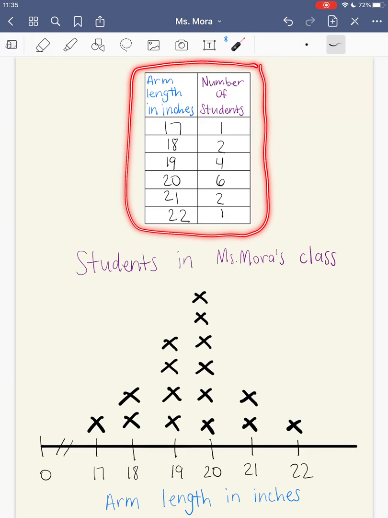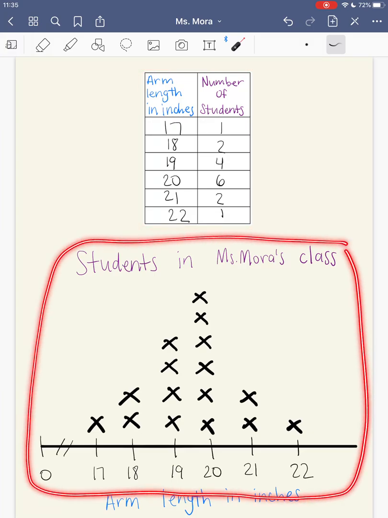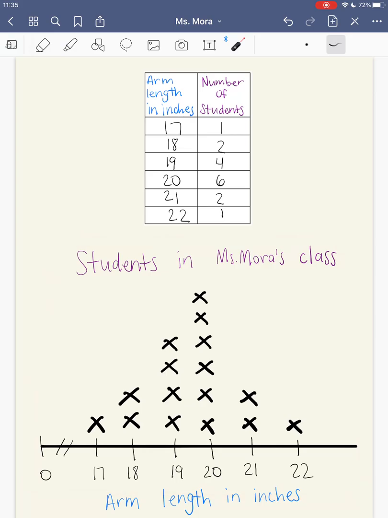And this same information that's here is in my line plot. So this is my line plot. Okay? If you look at it, the title is students in Miss Mora's class, because that's what we're talking about here. And it's called a line plot because it looks kind of like a number line. If you look here, it's going across and it has numbers, just like a number line, right?